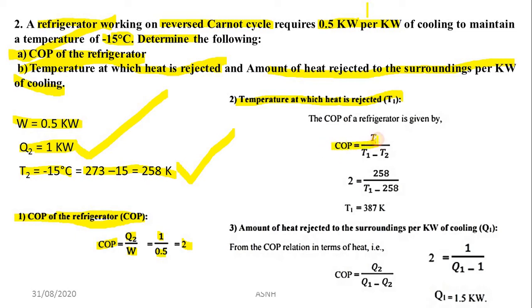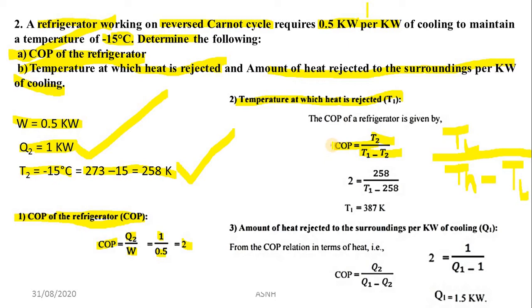So Carnot COP is nothing but T2 upon T1 minus T2. Okay, so here it is nothing but simply the lowest temperature, that is you can write TL, lowest temperature, upon the highest temperature, that is T1, minus the lowest temperature, that is TL again. So the Carnot COP is nothing but lowest temperature upon highest temperature minus lowest temperature.